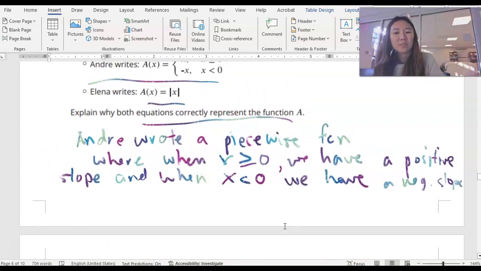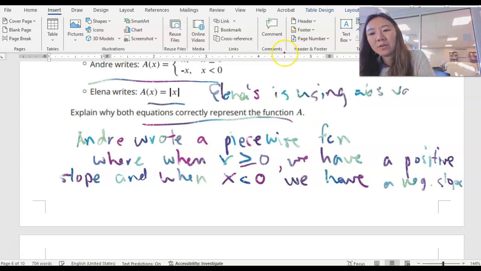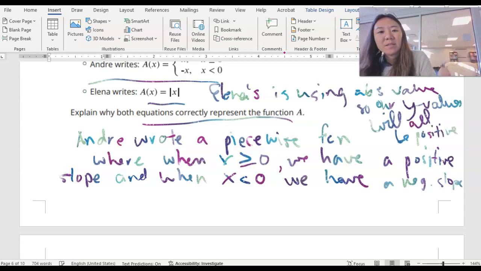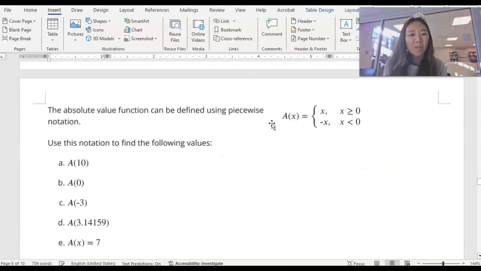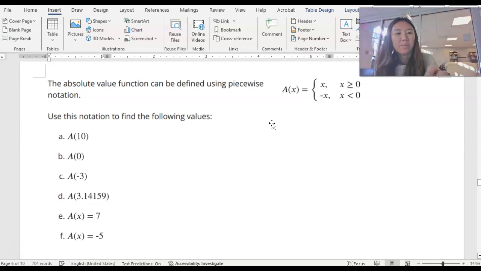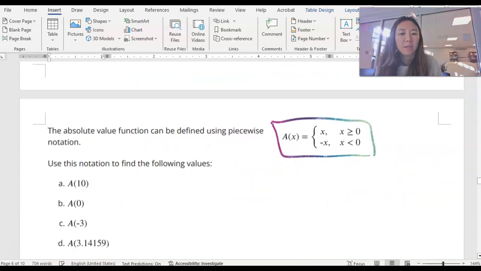And so Andre's is a piecewise function, and then similarly Elena's is using absolute value. So our y values will all be positive. And if you remember from today's lesson, this means that we have a vertex of 0, 0, which we do. All right, the absolute value function can be defined using a piecewise function, as we just saw with our friend Elena up here.